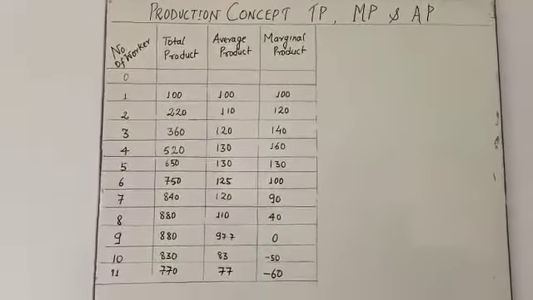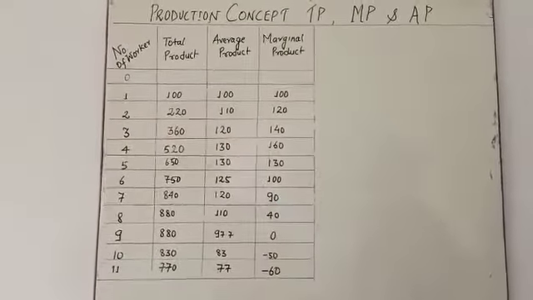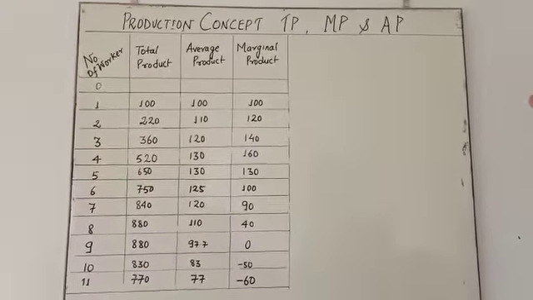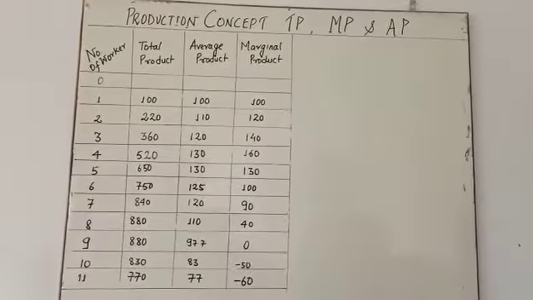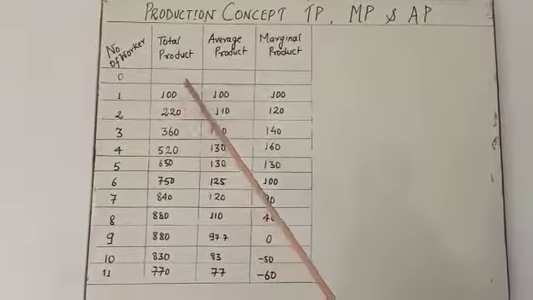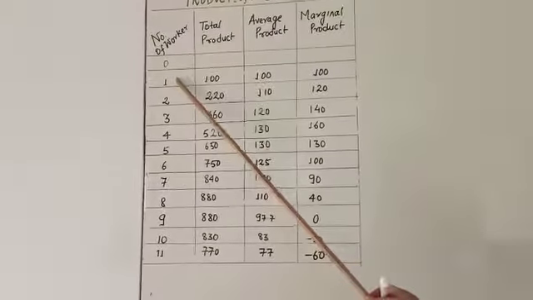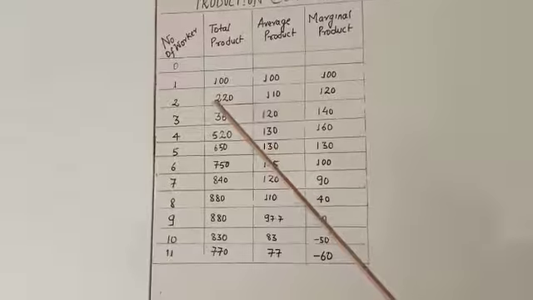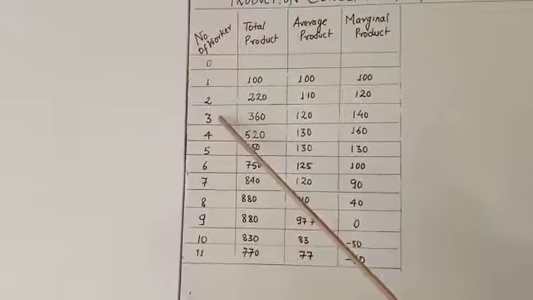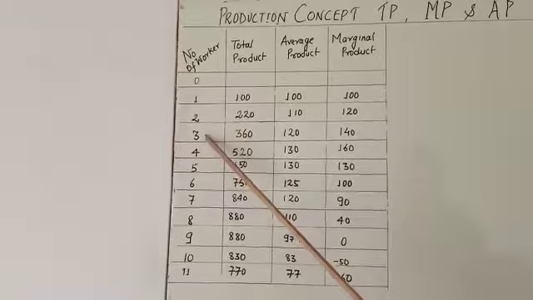What is this analysis, my dear student? You observe the total product. What is the total product? Total product means, in a given period of time and given amount of variable factor on a fixed factor, the quantity produced, that is called total product. Okay. Let's take the example. One worker produces 100 quantities. Two workers produce 220 quantities, and 360 quantities are produced by 3 workers.